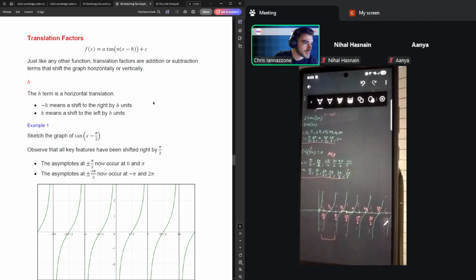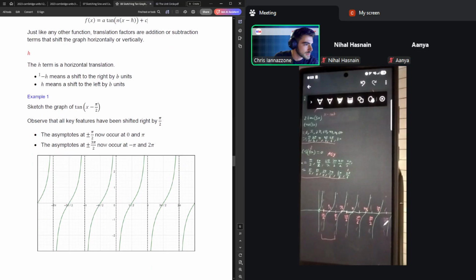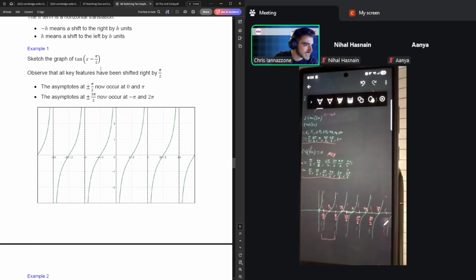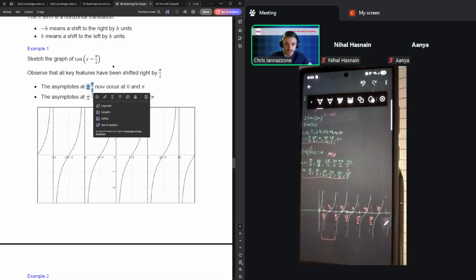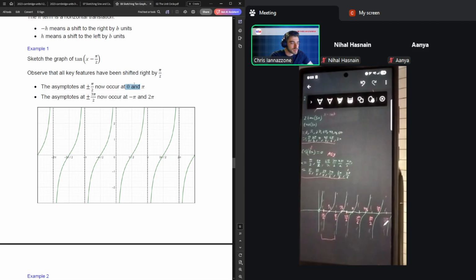Lastly is the translation factors. So that's your H and your C, horizontal and vertical. Horizontal translation works the same way for all of the functions, all the way back to quadratics. When you have x minus something, you're shifting everything right by that value. So if we think about the basic version of tan, it usually had asymptotes at plus minus pi over 2. Those are now going to be shifted both to the right by pi over 2. So the negative pi over 2, which used to be over here, you're now going to have the asymptote at 0. It's shifted over. Same thing with the positive pi over 2. There used to be an asymptote here. Now it's over here.